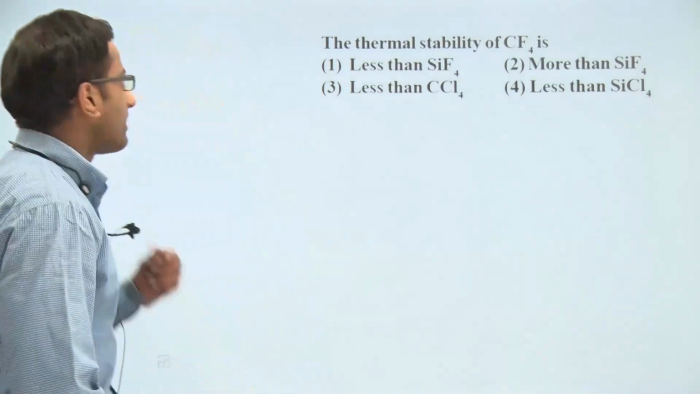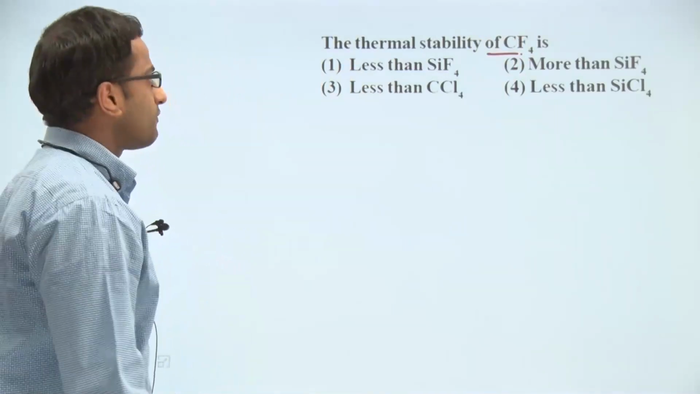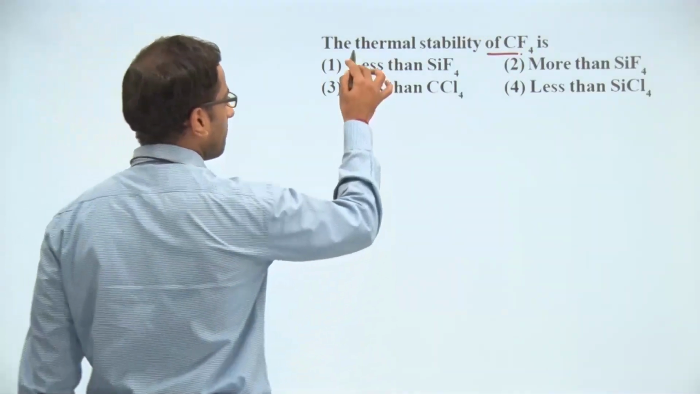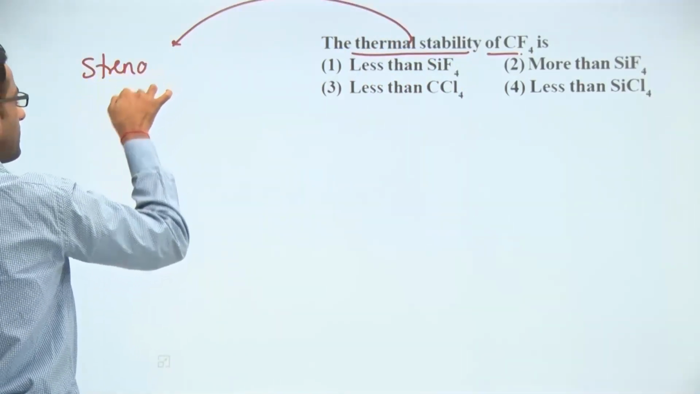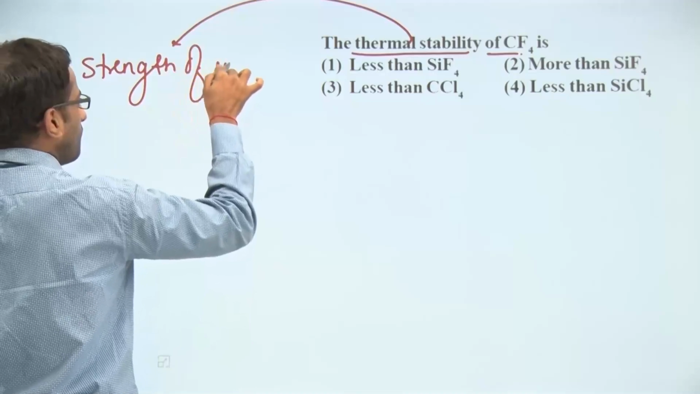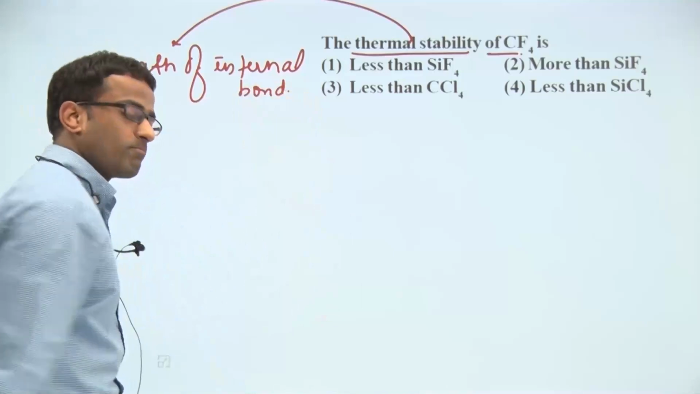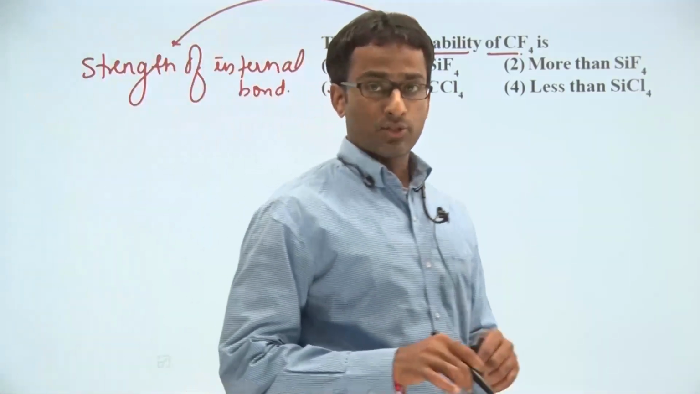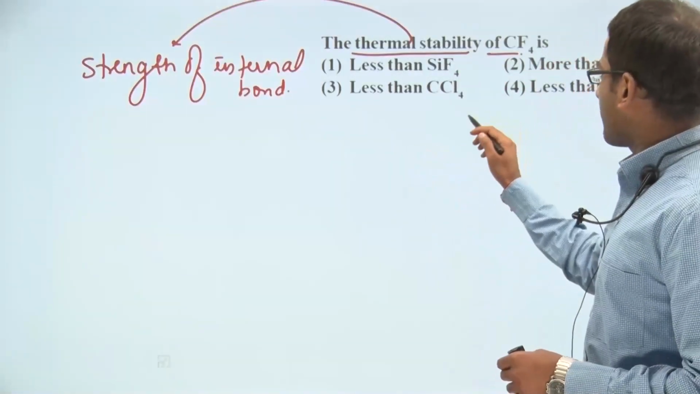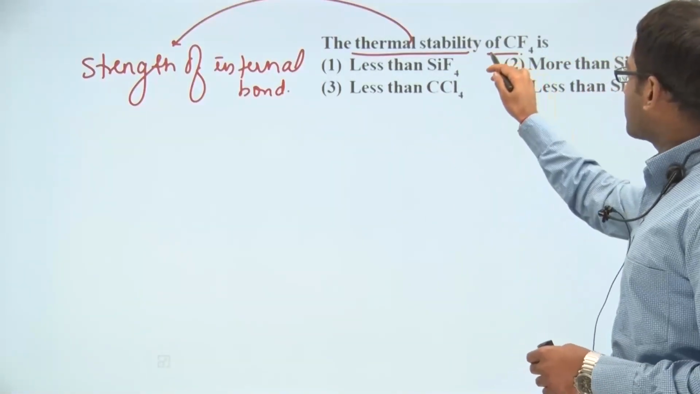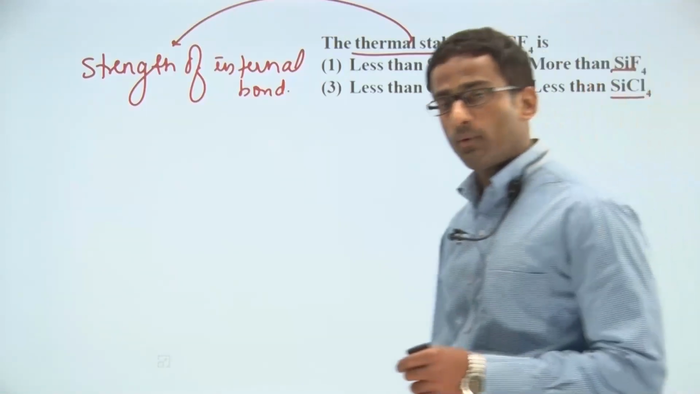This question is asking about the thermal stability of CF4. First of all, thermal stability depends on the strength of the internal bond. If the internal bond is strong, in that case thermal stability will be more. So first of all, we have four kinds of compounds: CF4, CCl4, SiF4 and SiCl4.